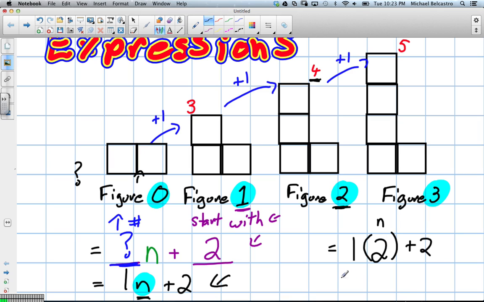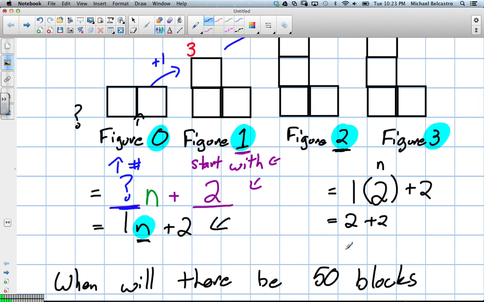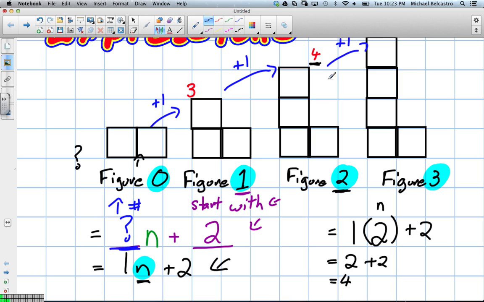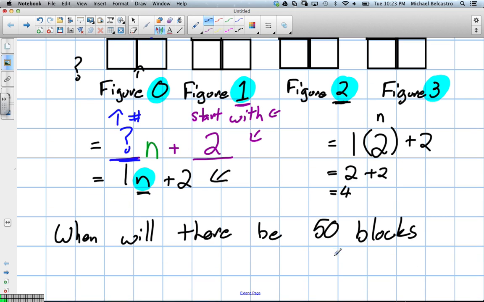Oh. 2 times 1 is? 2. And then 2 plus 2 is? Is that right? Are there 4 blocks in figure 2? Yes. There's 4 blocks. So it tells us from our expression. So we want to find out when will there be 50 blocks.